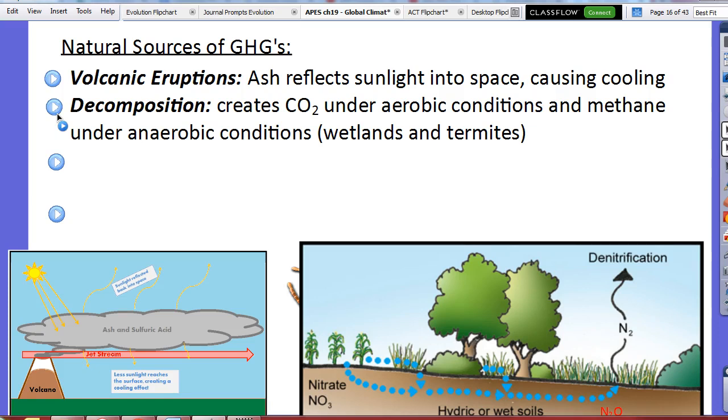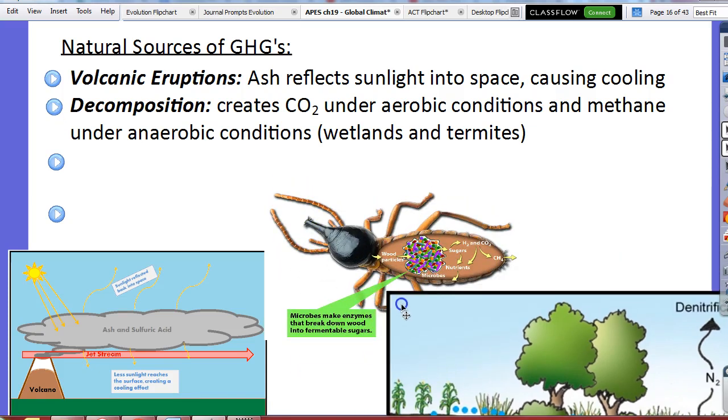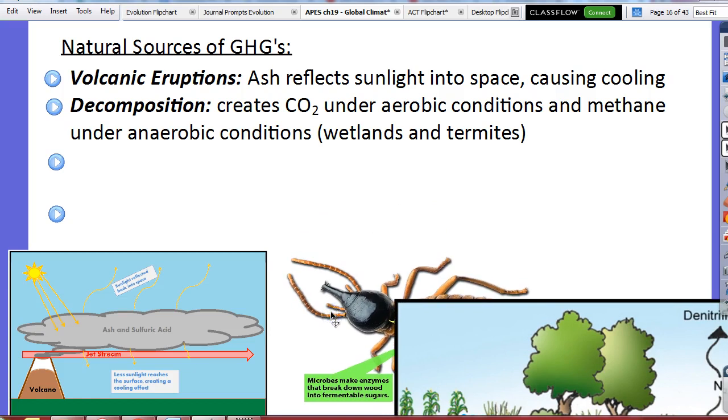Decomposition, decomposing. So CO2 is made when things decompose. But that's only if there's oxygen around. If there's no oxygen around, then we get those anaerobic conditions, like in wetlands or in the guts of animals, particularly cows and termites. They have little bacteria that help them decompose different things, and those bacteria produce methane. So decomposition creates CO2 and methane, 2 different greenhouse gases.